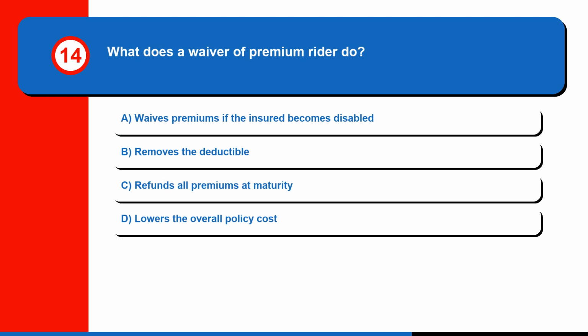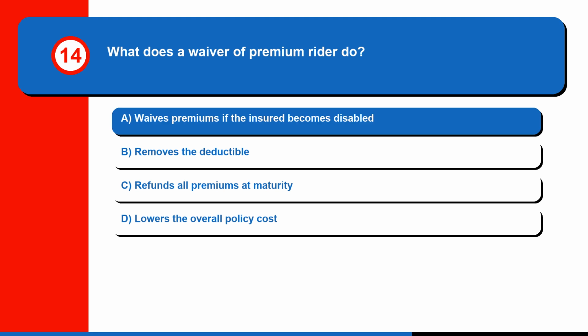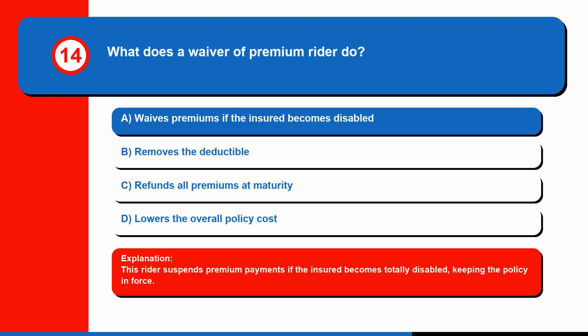Question 14. What does a waiver of premium rider do? A. Waives premiums if the insured becomes disabled. B. Removes the deductible. C. Refunds all premiums at maturity. Or D. Lowers the overall policy cost. The correct answer is A. Waives premiums if the insured becomes disabled. This rider suspends premium payments if the insured becomes totally disabled, keeping the policy in force.